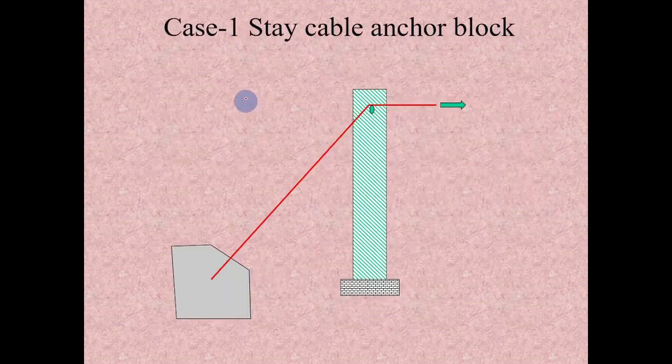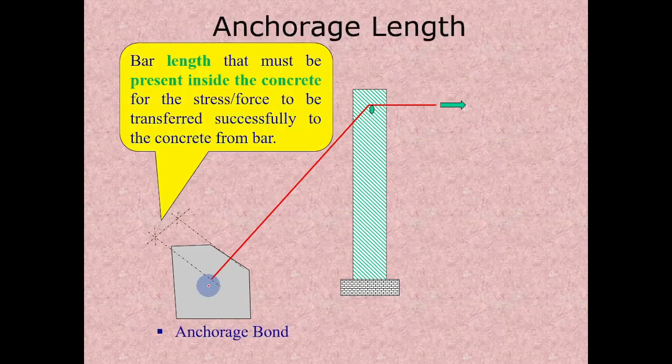So let us see a case of a stay cable anchor block. Some force or tension T is applied in this stay cable. That force T has to be transferred to this concrete block. The bar length that must be present inside this concrete block to transfer the force successfully from this rebar to this concrete is called anchorage length, and the surrounding concrete is creating bond with this reinforcement. That bond is called anchorage bond.